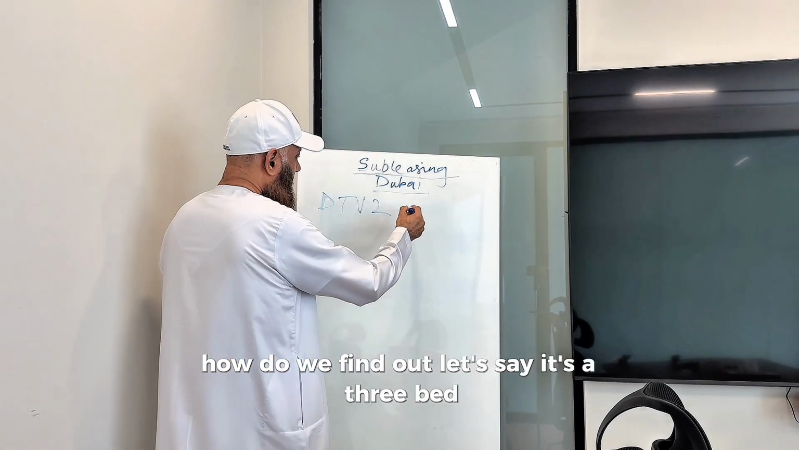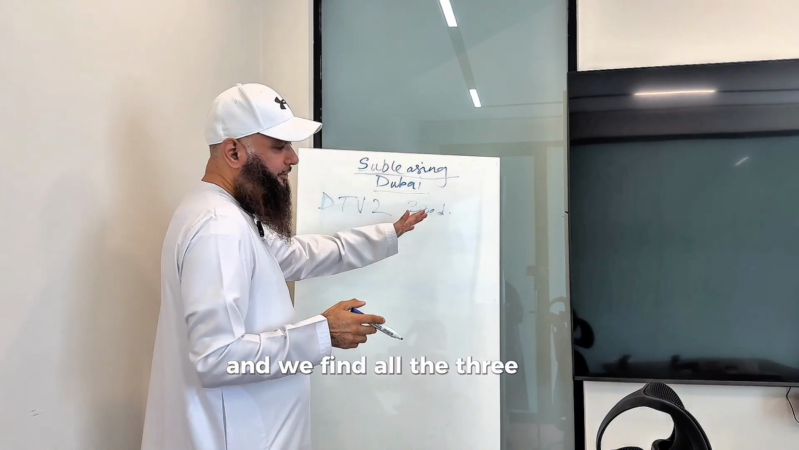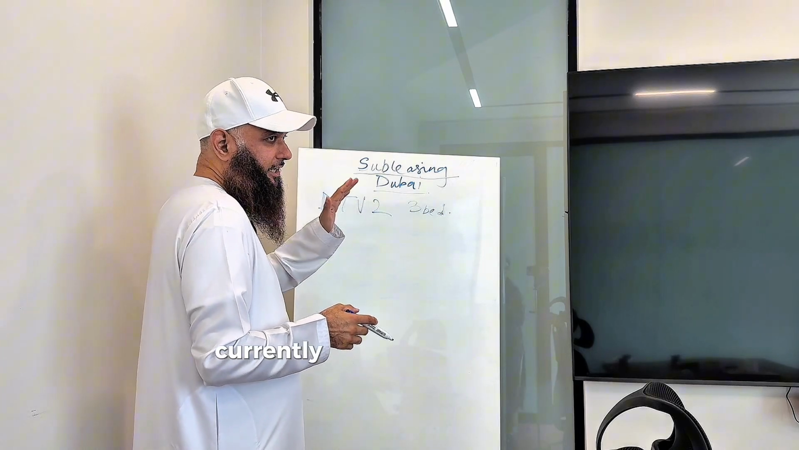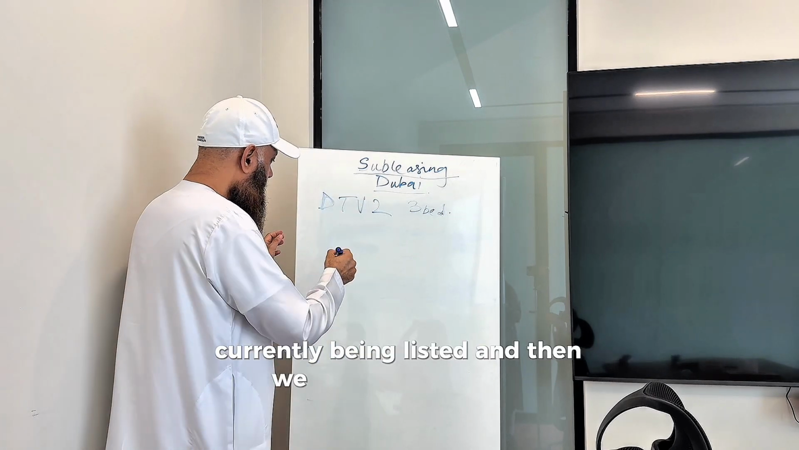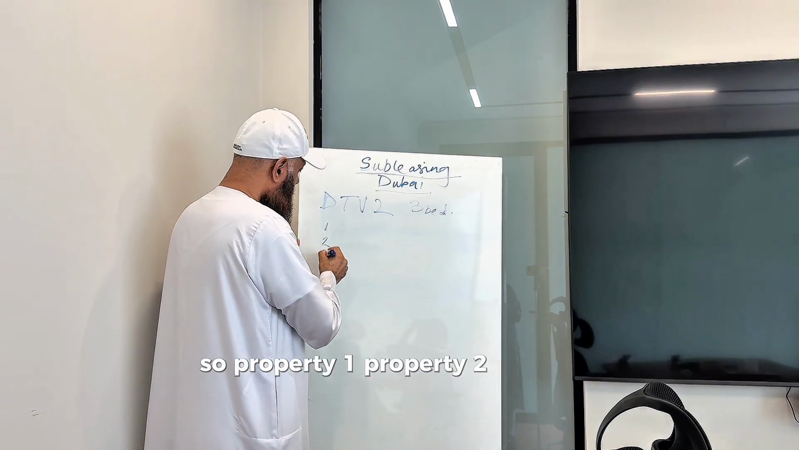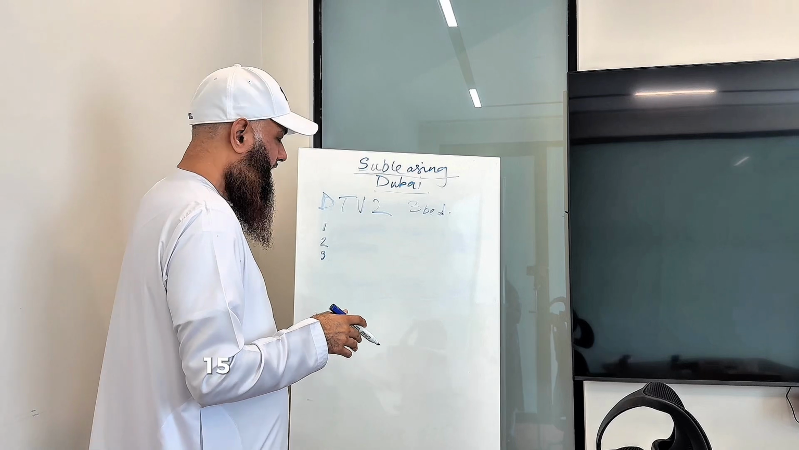Let's say it's a 3-bed. What we do is we go to Airbnb and we find all the 3-bed listings in Downtown Views 2 currently being listed, and then we label them on our spreadsheet. So property 1, property 2, property 3, etc. I would do 10, 15.